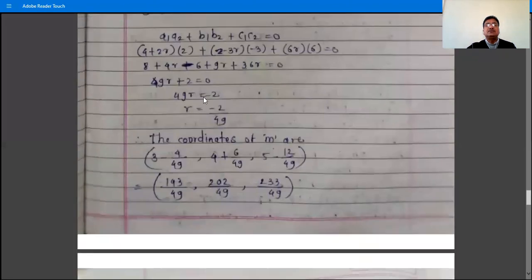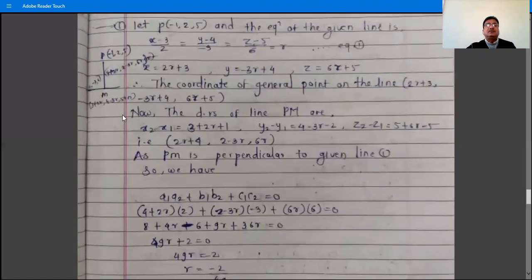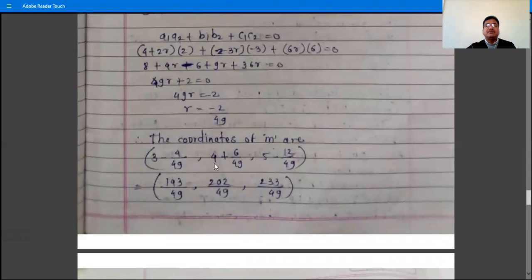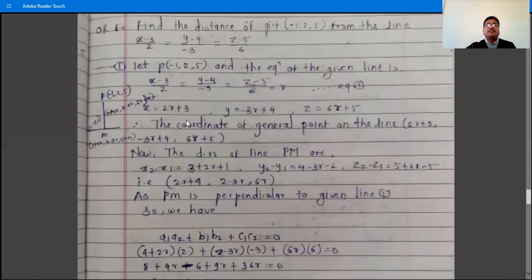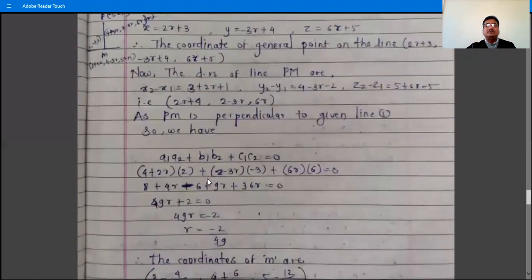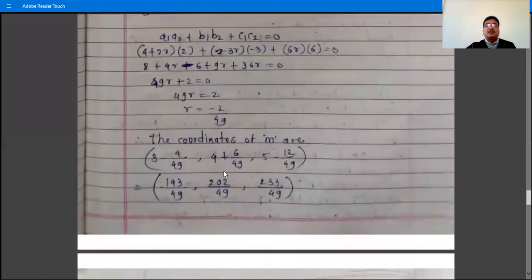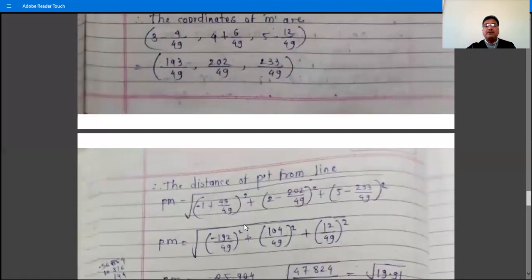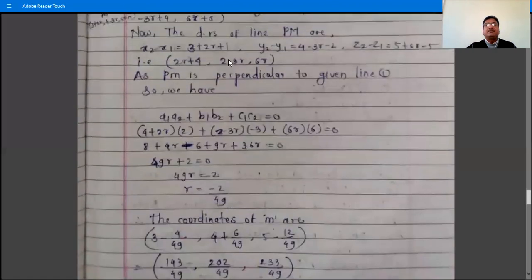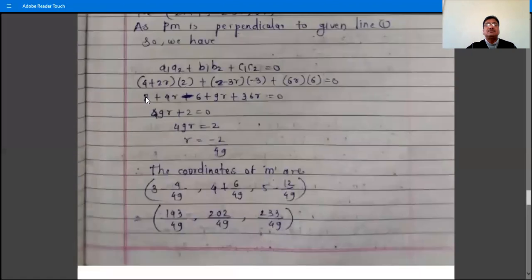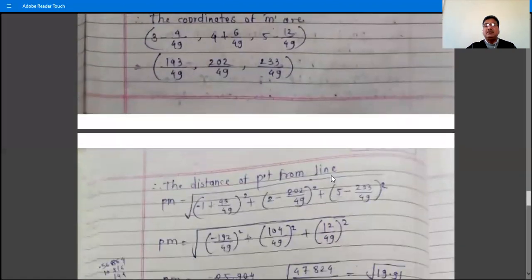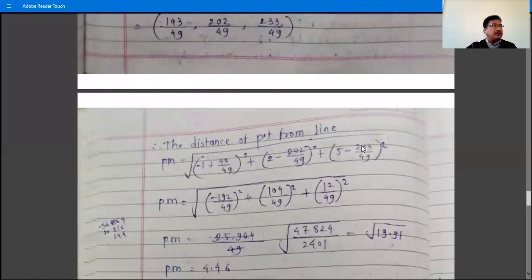plus (2 minus 202 by 49) square, plus (5 minus 233 by 49) square, and therefore we have this answer.